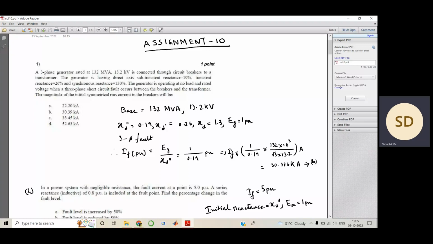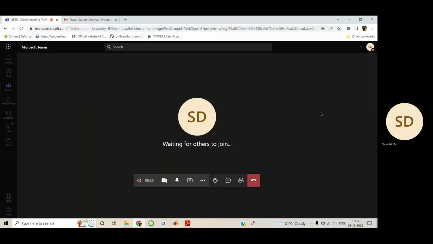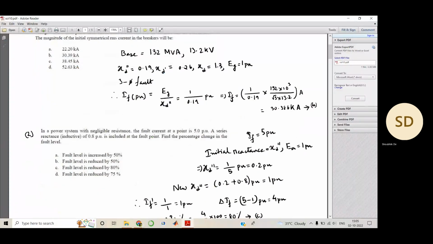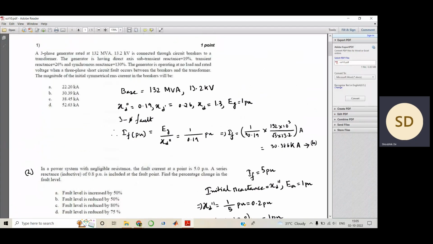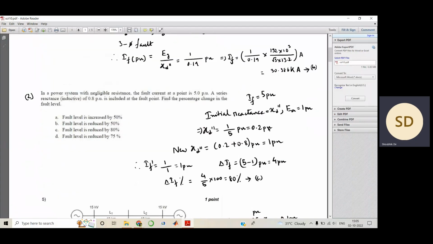Now this is in per unit, right? So we have to calculate the value of fault current in amperes. So we have these base components, and by the base divided by the voltage, we get the fault current, which is your 30.386 kiloampere, which is your option number B. So this was a pretty simple problem. Now let's go to question number 2.